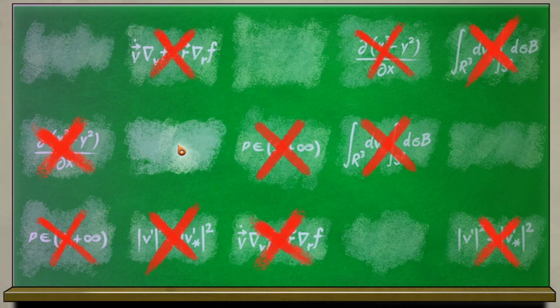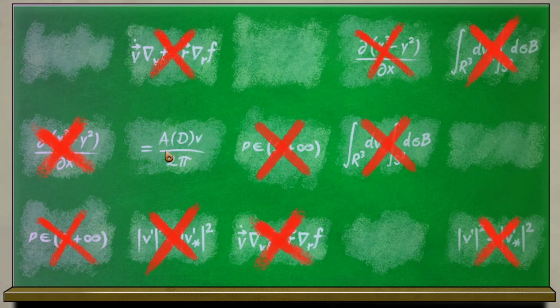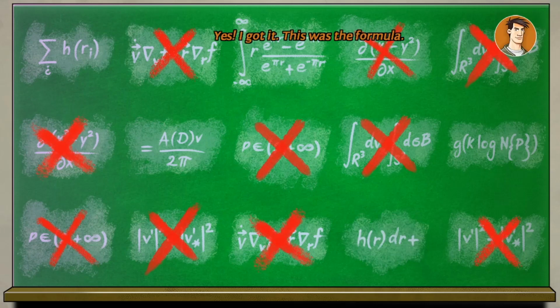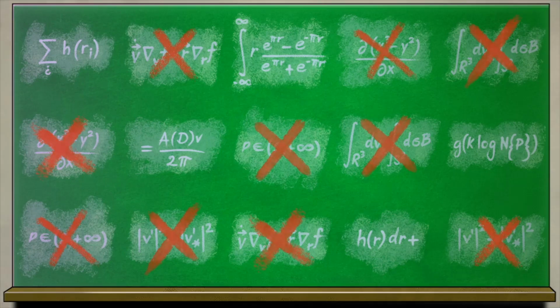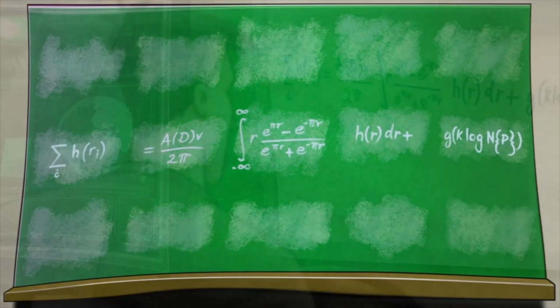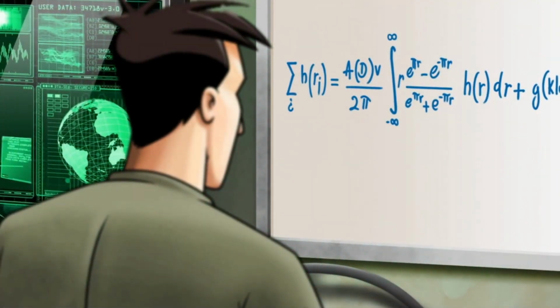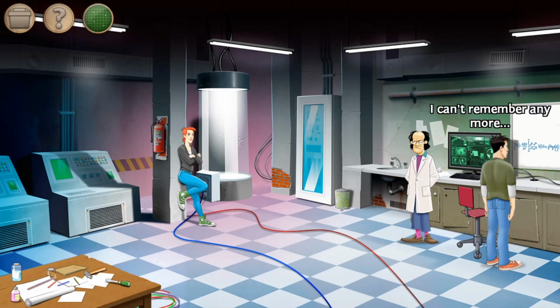And so if we click anywhere now, yes, this portion of the formula is correct. And if we click at the remaining portions of the formula, yes, I got it. This was the formula. I'm sure. We put it together and we have solved the puzzle. I can't remember anymore.